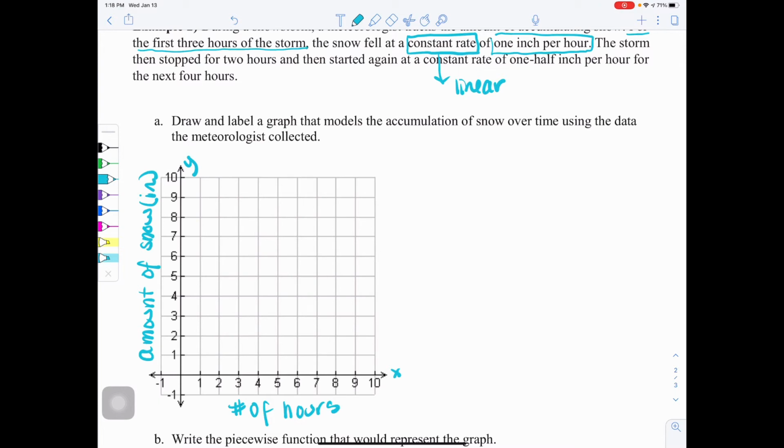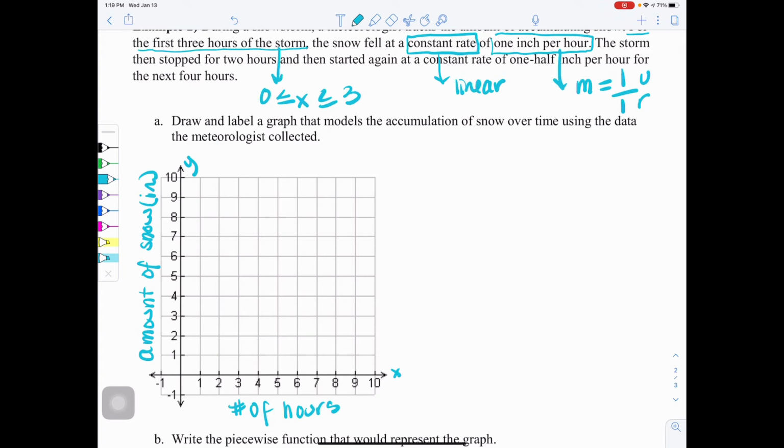So when we see 1 inch per hour, that means we have a slope of 1/1, which means we're going up and to the right. But again, this is only for the first 3 hours. So that means we're only going up to x is 3, and 3 included. So we want to make sure we're counting 0 is less than or equal to x is less than or equal to 3. We're only doing that for the first 3 hours.